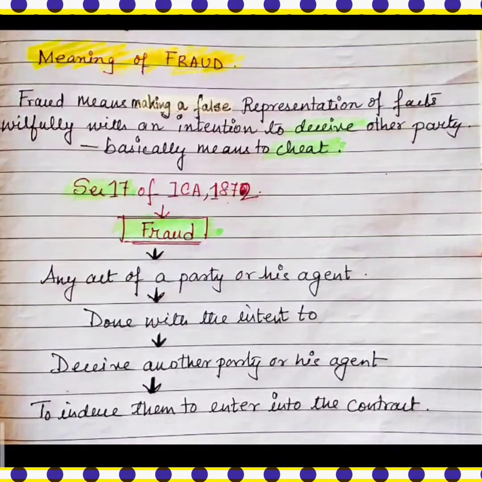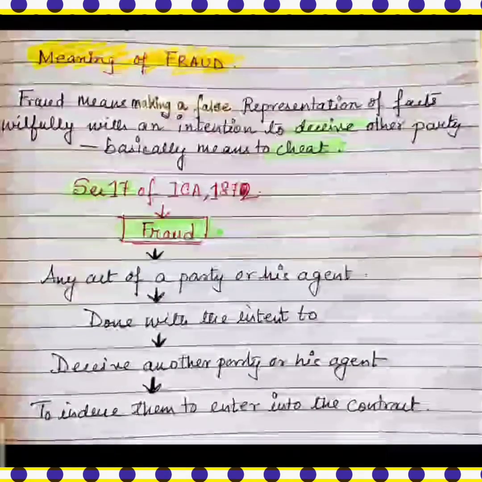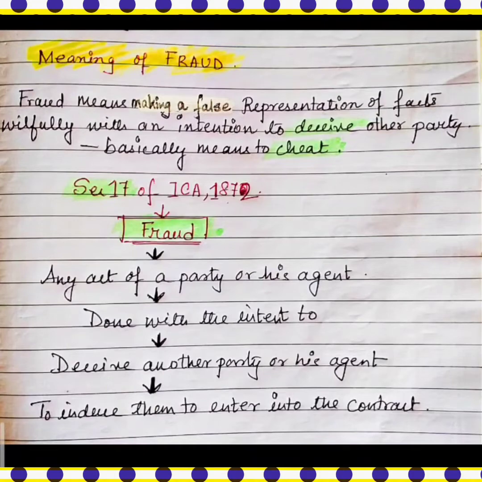So the false statement is made intentionally. Number one, I knew the statement is false, still I made it. And second, I made the false statement to influence the person in front of me to enter into a contract so that he ends up in loss. So this is basically the broader concept of fraud as defined under section 17.